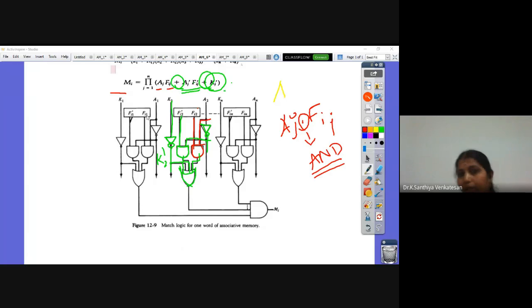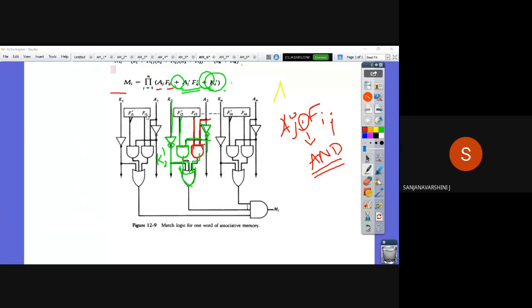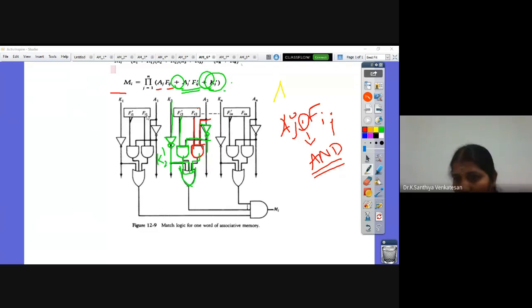In the next class, we'll be moving to the other topic. If you have any doubts, you can clarify now. Any doubt in this associative memory? No, ma'am. No doubts.